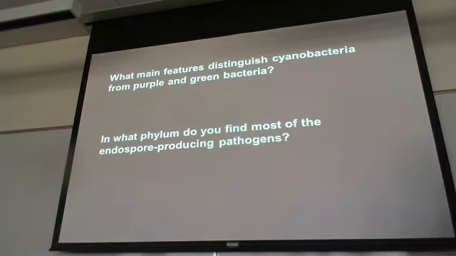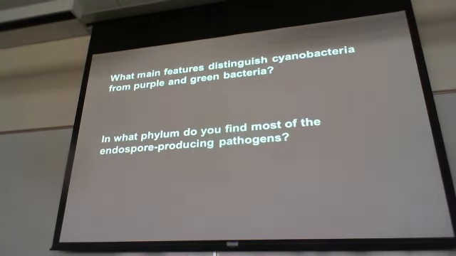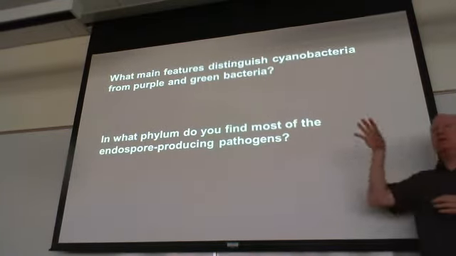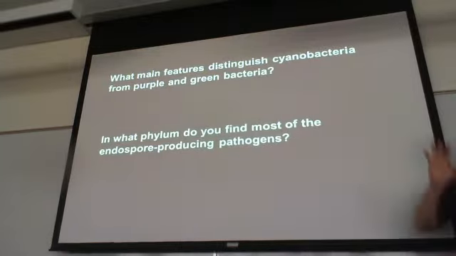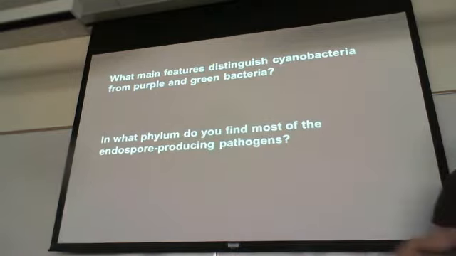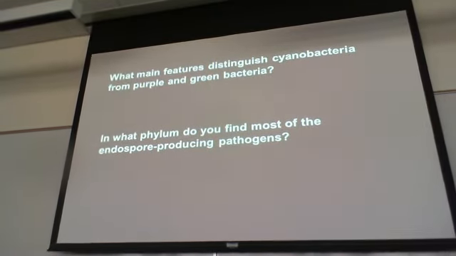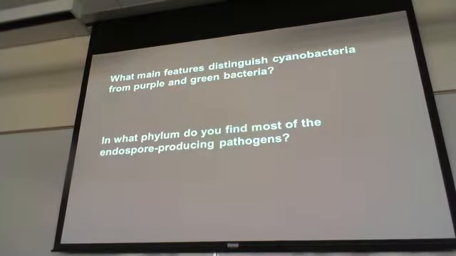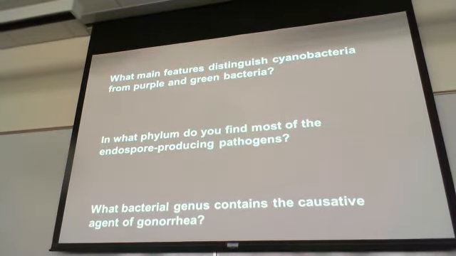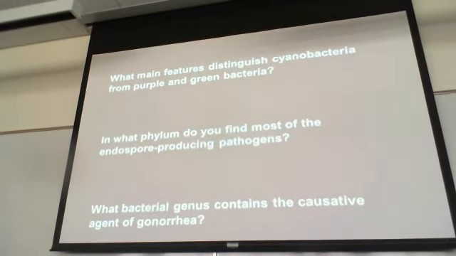What phylum do you find most of the endospore-producing pathogens? The firmicutes, exactly. In particular, these aren't the only phyla, but genera, Bacillus and Clostridium. But again, the answer to that question is the firmicutes. All right, and the last one here, what bacterial genus contains the causative agent of gonorrhea? So it's Neisseria. Neisseria gonorrhoeae.